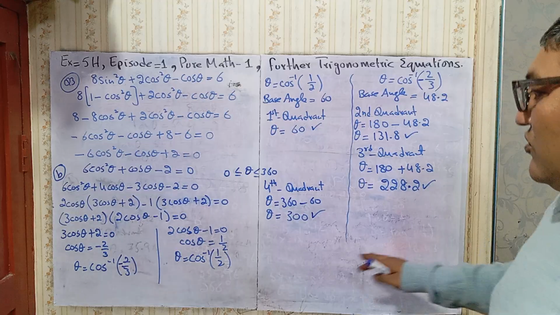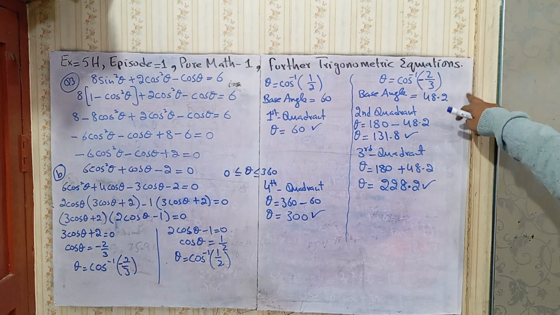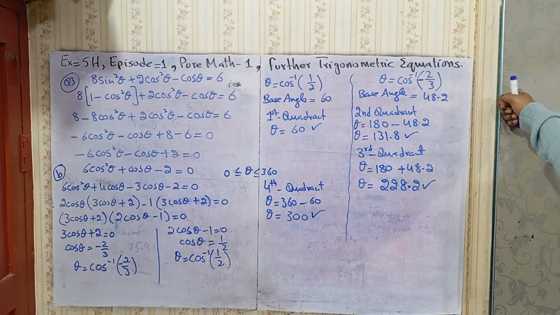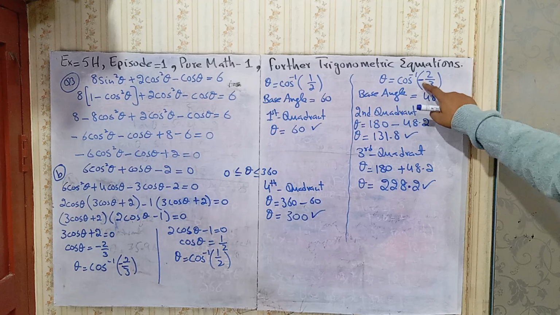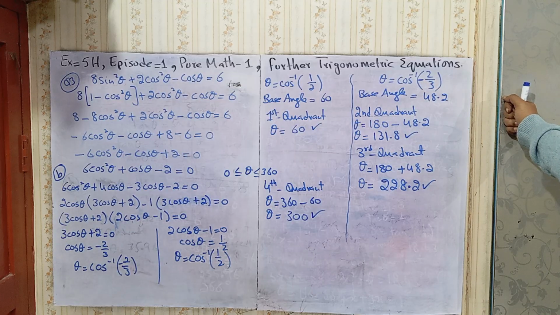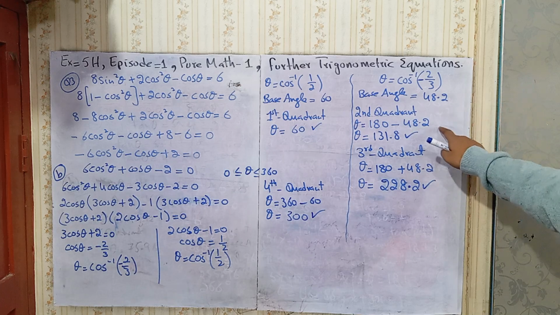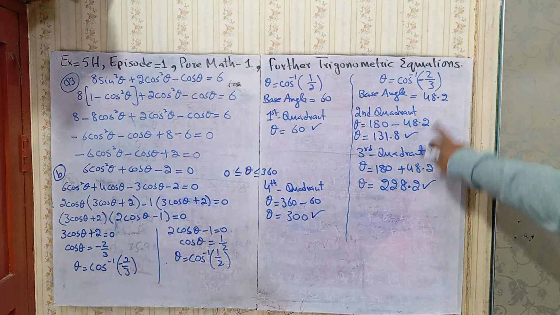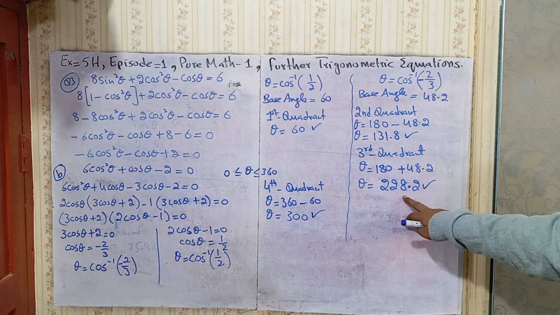Theta is 300. Now the other cos inverse of the 2 by 3, when you do cos inverse of 2 by 3, you take positive 2 by 3, and that gives you the 48.2, which is the base angle. Because this is negative, so the cos is negative in the second quadrant and in the third quadrant. In the second quadrant, the angle theta is equals to 180 minus the base angle, so it will be 180 minus 48.2, so that will be 131.8. And in the third quadrant, the theta is equals to 180 plus the base angle, which is 48.2. So you add that, you get 228.2.